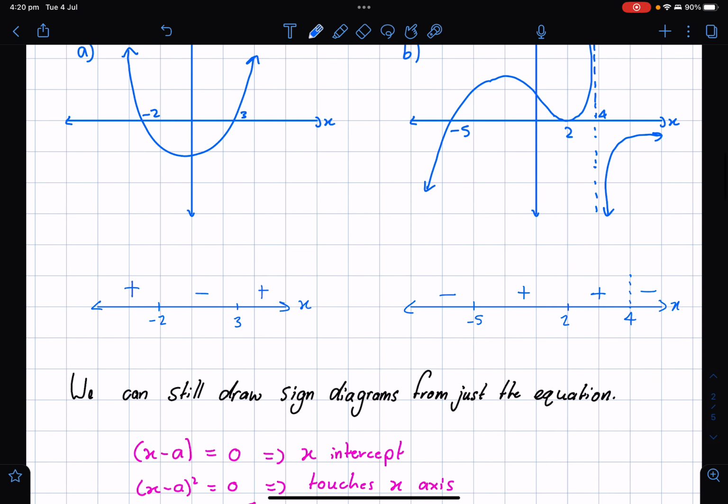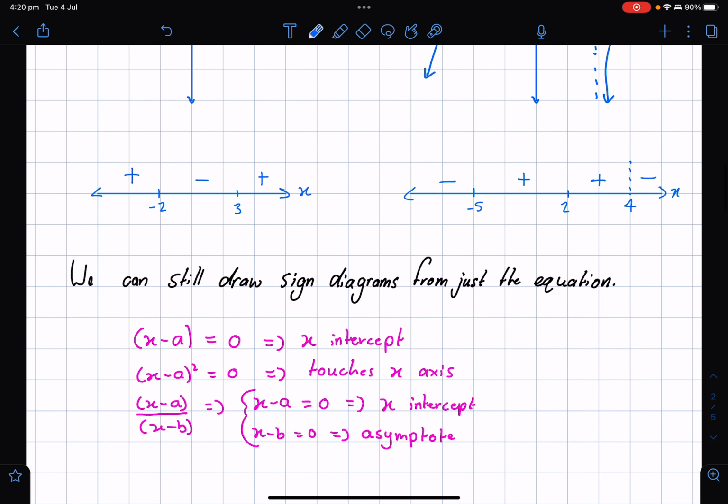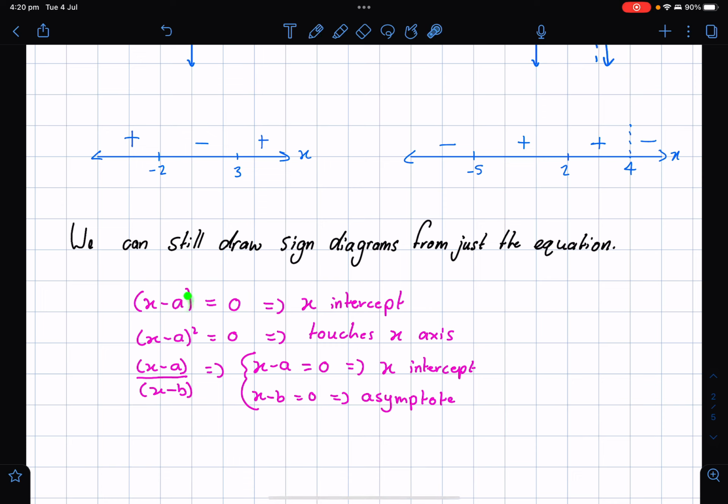It can get a little bit trickier when we only have the equation. Now, if I have a term (x - a)^1 = 0, we get the x-intercept, and it's just this value, swap the sign around. If it's to the power of 2, we know it touches. If I have (x - a)/(x - b), the numerator, when it's equal to 0, is my x-intercept, but when my denominator is equal to 0, that's actually not true, so that's how we find our asymptotes. It's really important we keep that in mind when we start working through.